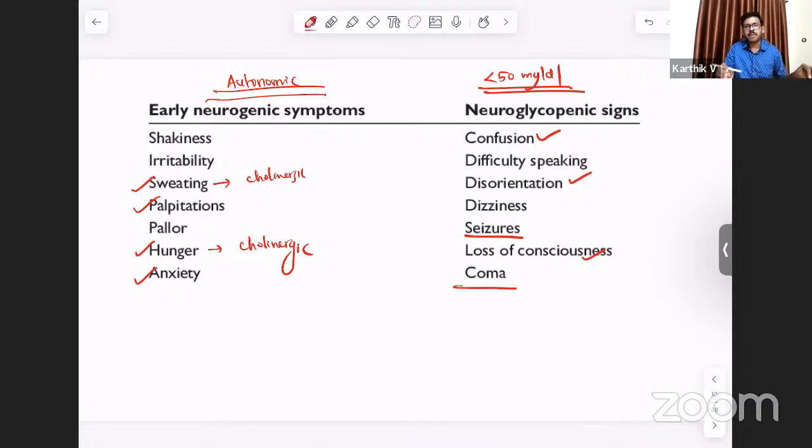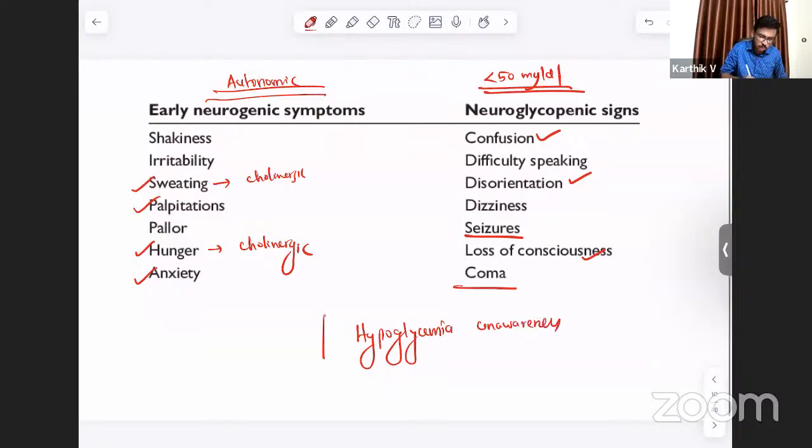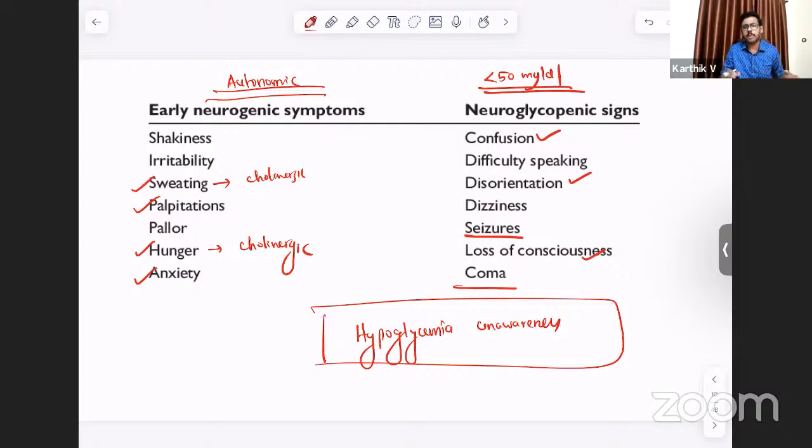So unless there is some significant underlying issue, the patient will always experience autonomic symptoms first, and only then the neuroglycopenic symptoms will come. But there are certain situations where the autonomic symptoms are absent and the patient would straight away present with neuroglycopenic symptoms. We call this hypoglycemia unawareness. This occurs in patients who are getting repeated episodes of hypoglycemia, so frequently happening episodes of severe hypoglycemia, and this will lead to the blunting of autonomic response or the downregulation of the sympathetic response, leading to the absence of autonomic symptoms.